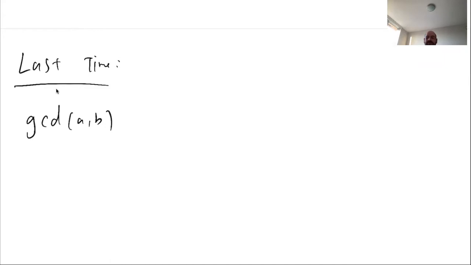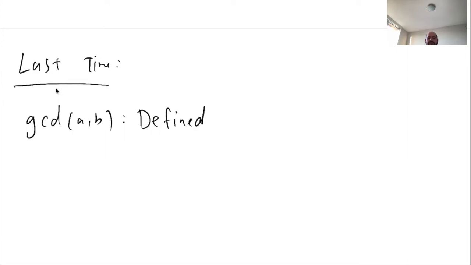Hello, everyone. So last time we were still doing number theory. And we looked at the definition of GCD, or greatest common divisor, of two numbers. As you can guess from the name, the greatest common divisor between two numbers A and B means you have to look at the positive common divisors of A and B, and then choose the greatest one.